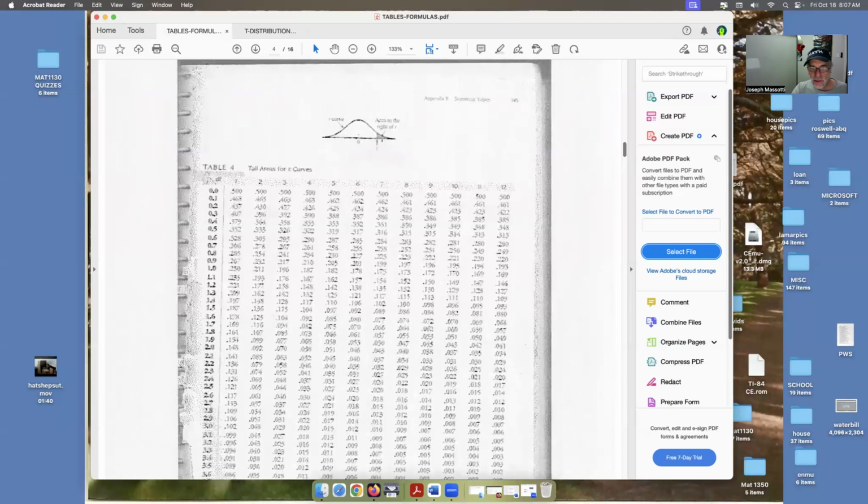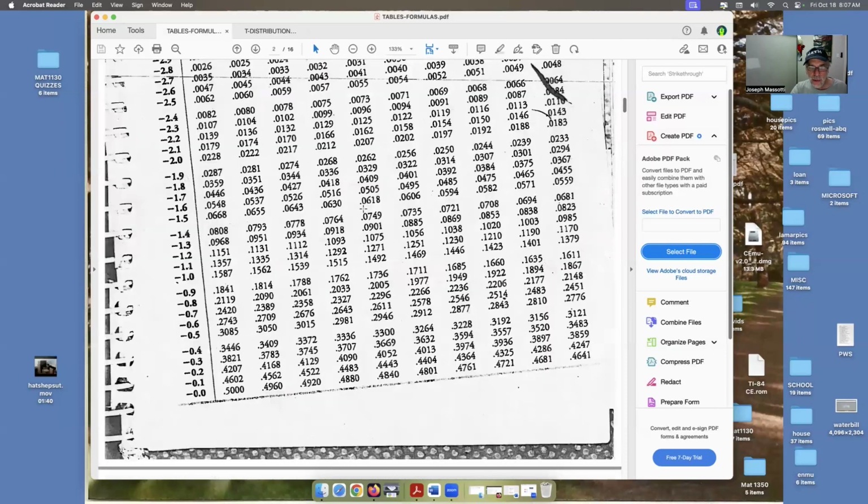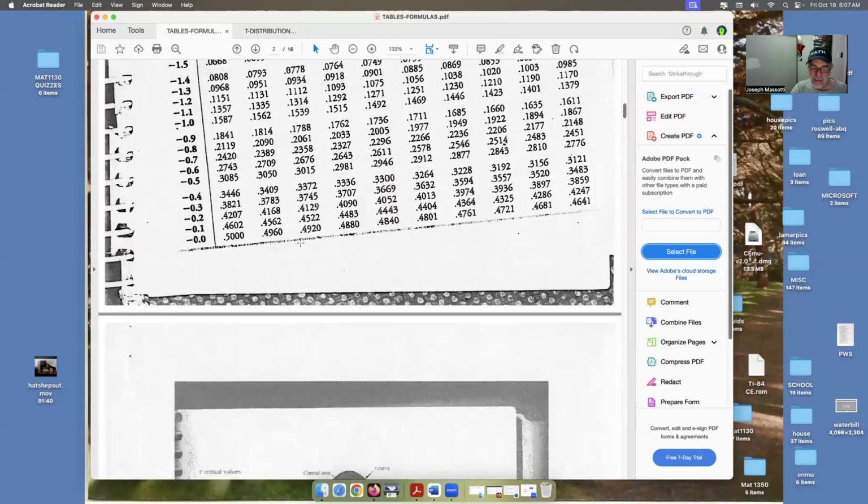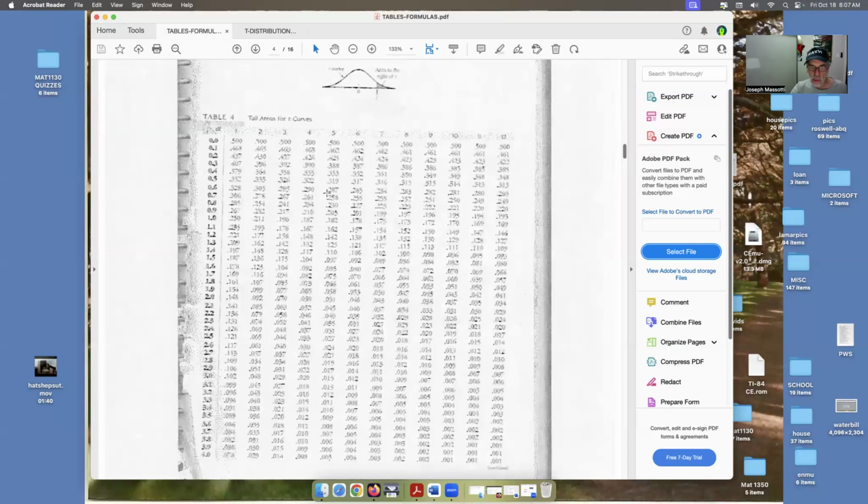And this table gives us probabilities to the right of the t critical value that we're looking up, as opposed to the z critical values, remember, which gave us probabilities to the left. So you have to be careful about reading these tables. We will go through this as we move along.